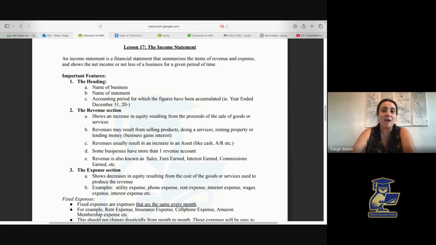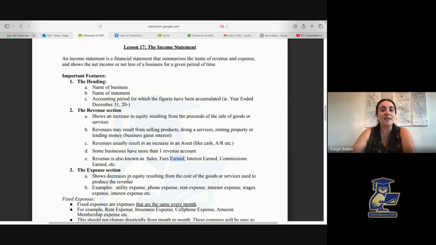Some businesses have more than one revenue account. You might see it being called sales, fees earned, interest earned, commissions earned, etc. So that word earned is very important there. It's money that we earn as a business.